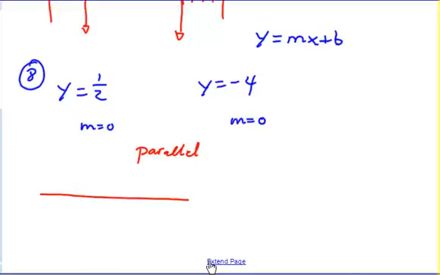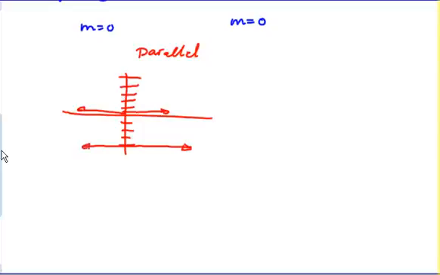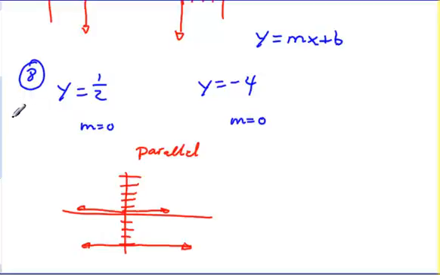On the picture, let's see what we've got. On the picture, we have y equals 1/2. So right here we have a line going that way. And the other one was negative 4, right? See how there's no slope? Go back up. Why are they parallel? They have no slopes. They're parallel because they both have slopes equal to 0. And on the picture you can see it. That's why I went ahead and graphed it so you can look at it with me.